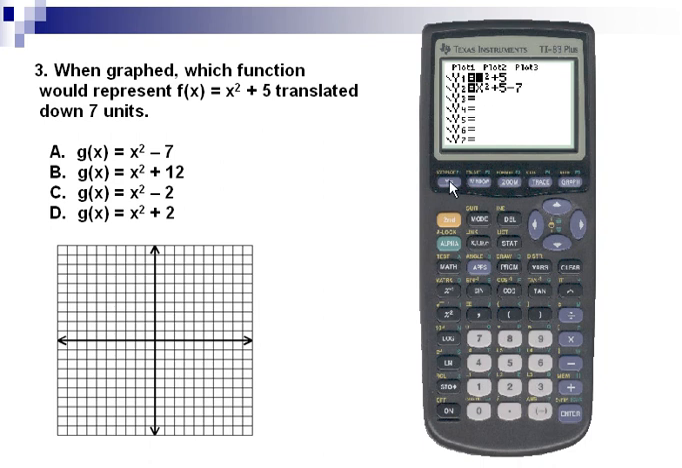Let's go and look at our equations again. And when we look at our second equation, we notice that if we combine the plus 5 and the negative 7, what we get here is x squared minus 2. Therefore, the correct answer here would be C. G of x equals x squared minus 2.